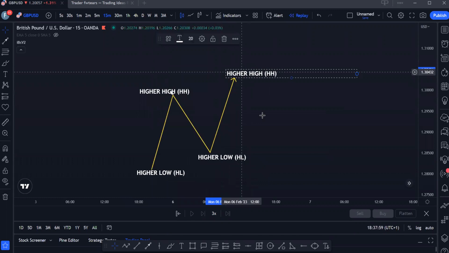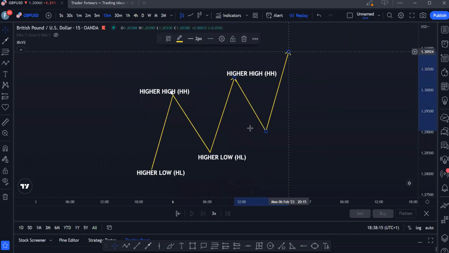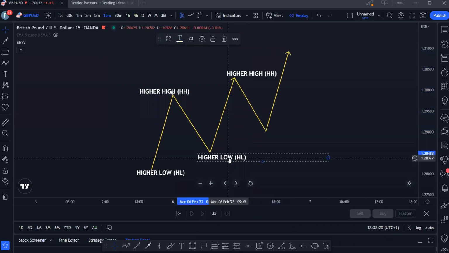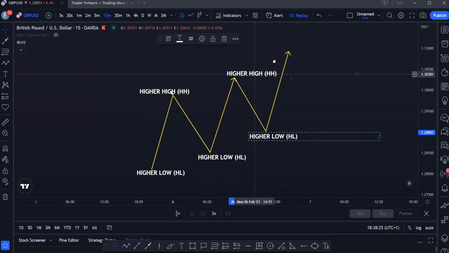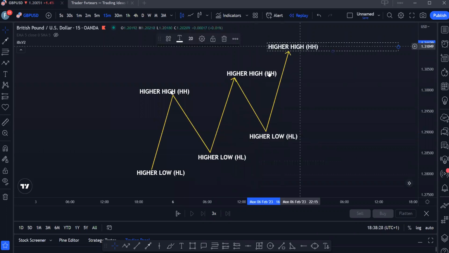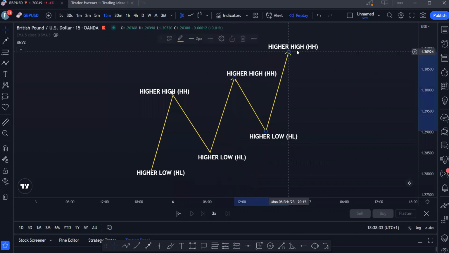So in an uptrend, we can keep having a correction forming. Correction will form another higher low, and the impulse will form another higher high. So in an uptrend, how do you know that an uptrend is still in play? If higher highs keep forming. If price keeps breaking the previous higher high to form a new higher high, that's when you know that this uptrend is still in play.